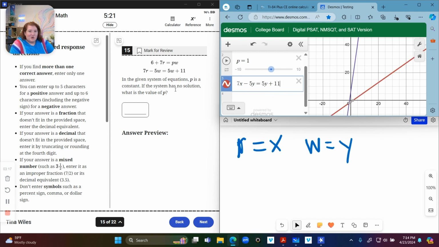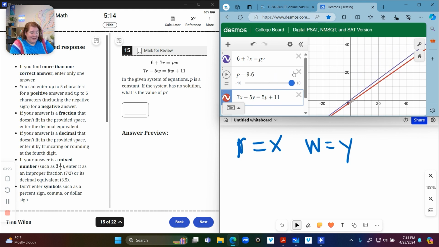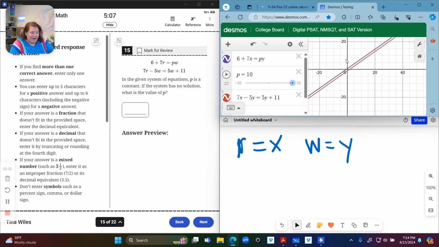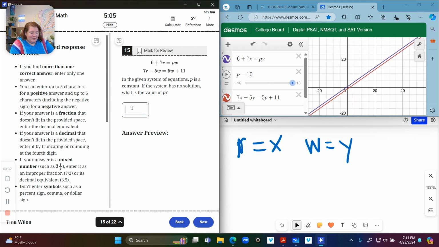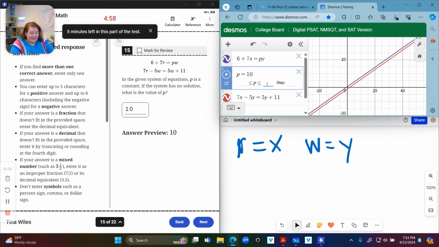Now, when it says it has no solution, that means the lines don't touch. If the lines don't touch, it would mean that they are parallel. And when I put p to 10, look at those parallel lines. 10 is the answer. If it didn't show up, I needed to go higher than 10. I could change this to whatever value I need and I could keep going, but you could see that 10 worked.